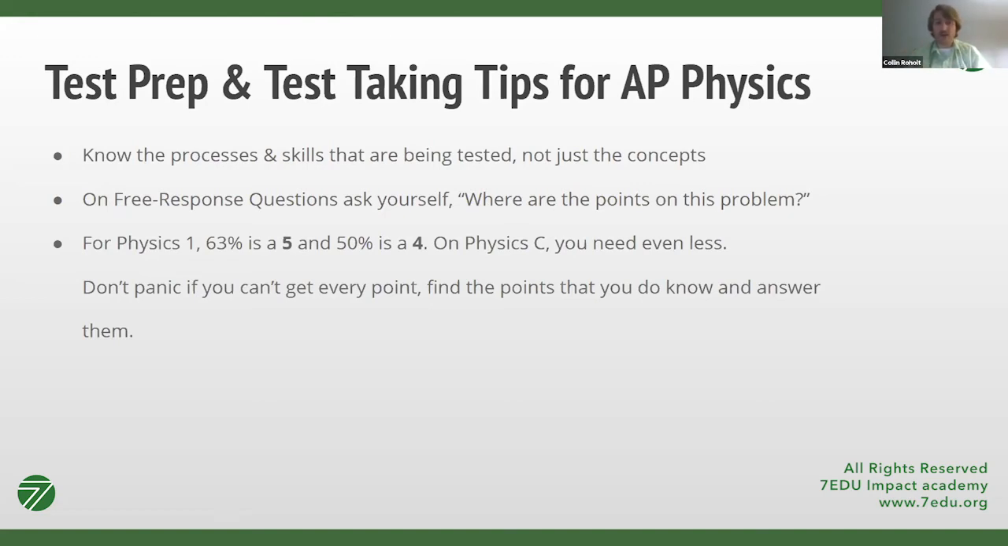Because like I said, on the Physics 1 test, you only need about 63% to get a 5. So if on one specific question you just give up and don't answer at all, that's a 0, let's say a 0 out of 7. But if you can at least show, okay, I know a little bit about this and that, then that goes a long way to you being able to recover on your other questions.